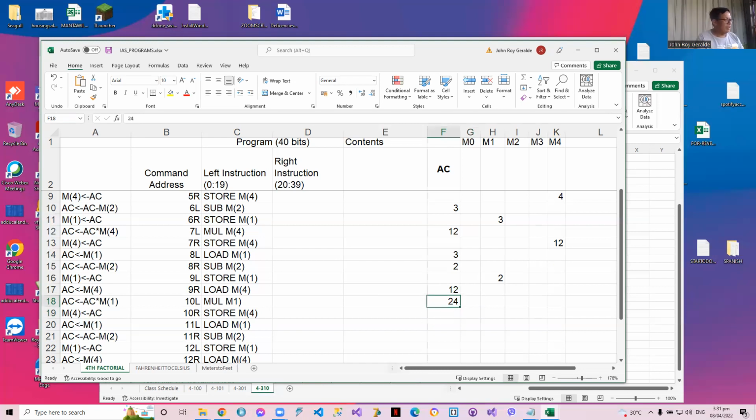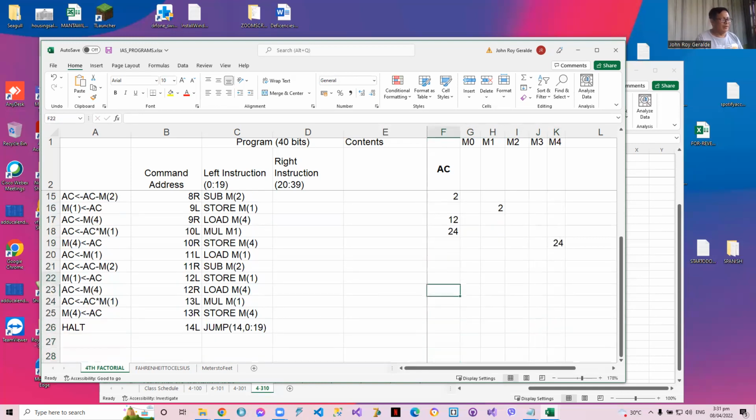24, no? Anyway, it's a mul M1. And we say store M of 4. What will happen? Where will 24 go? Gian Christian? M4 becomes 24. Okay, good. So, we're raising the program. This is no longer the worksheet of Ada Augusta King, because she's no longer here now.